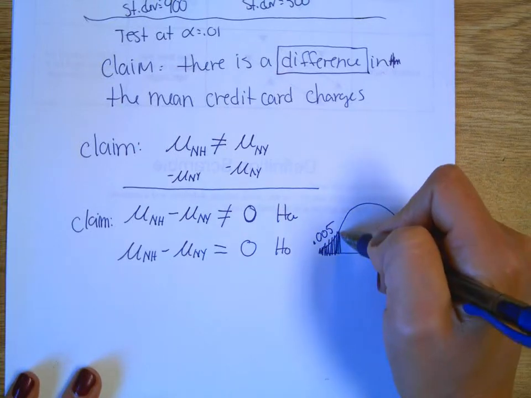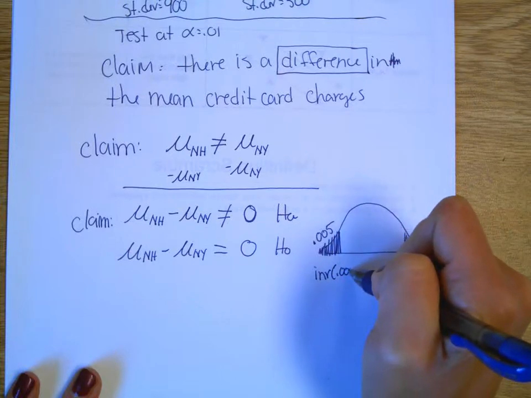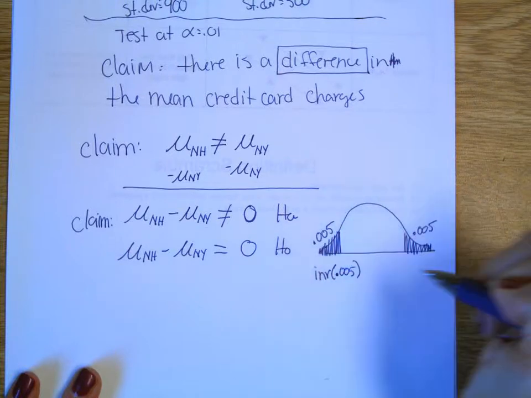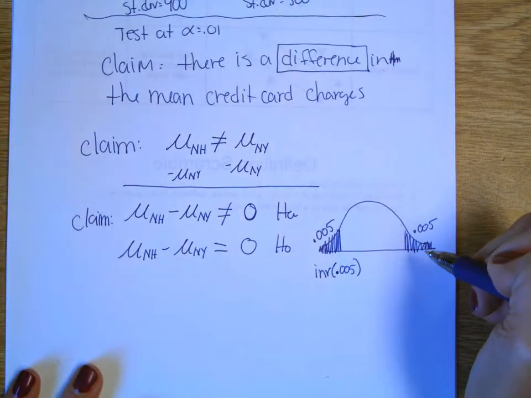Okay, so now we need to find the z-score. So if we do the inv norm of 0.005, anybody? Try again. Wrong.